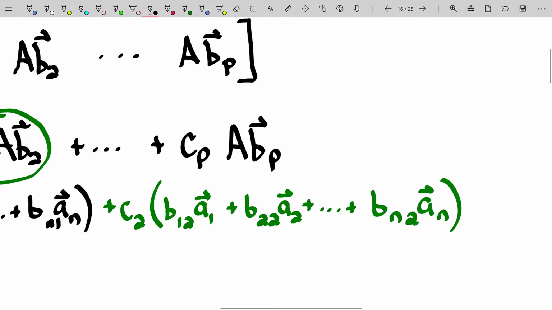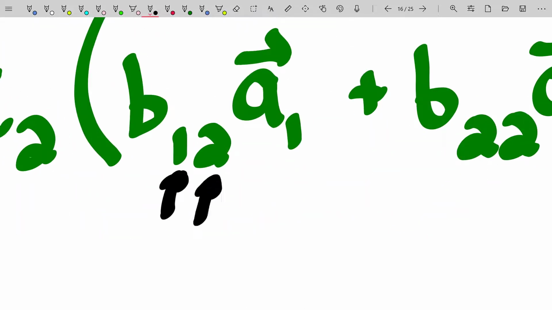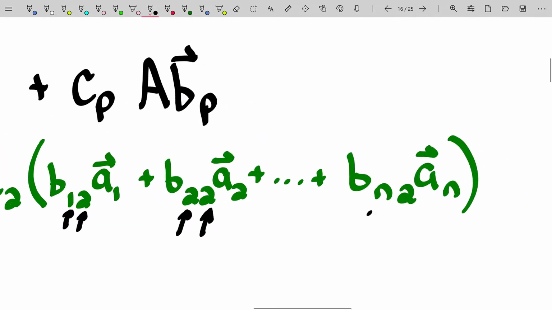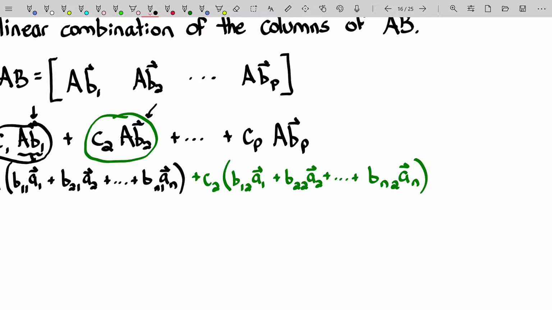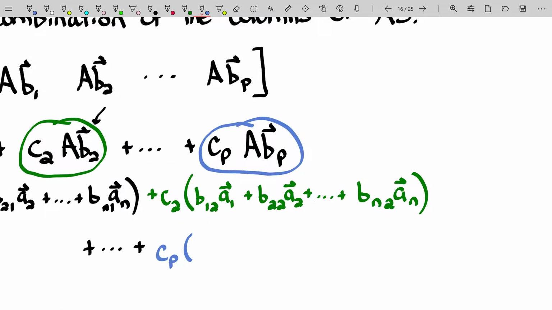We have a linear combination of the columns of A, where the weights are the entries in the second column of B. Notice this says first row, second column of B, second row but still the second column of B, all the way to the nth row, second column of B. So these are the entries from the second column of B. This summation continues until you get to this product, A times B sub p, which is just a linear combination of the columns of A with weights from the pth column of B.